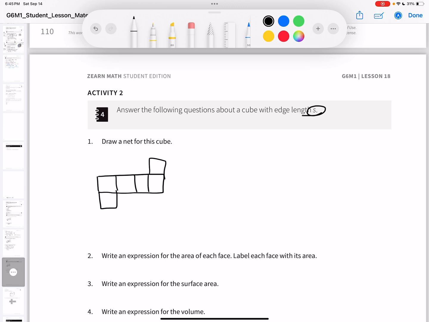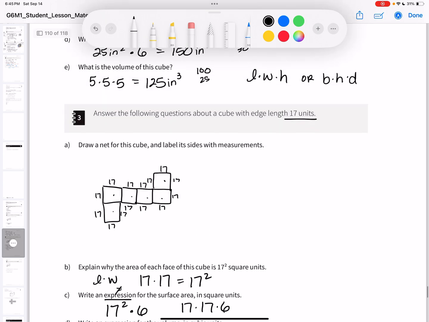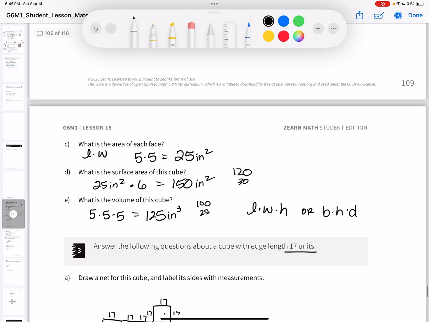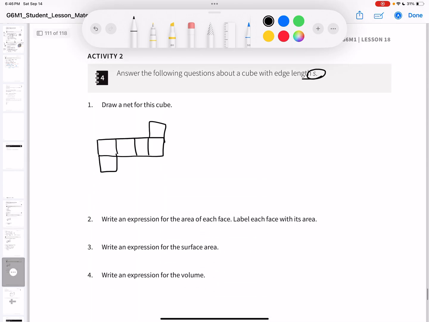Oh my goodness, have you seen it before? It's not like I've drawn it 2 other times, right? But now our side length is S, S, S. These are not 5s, these are S's. S, S, S, S, S, S, S, S.